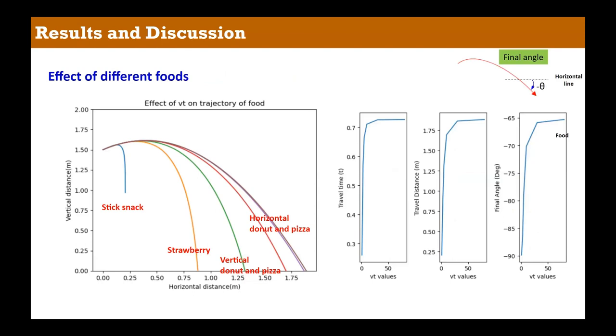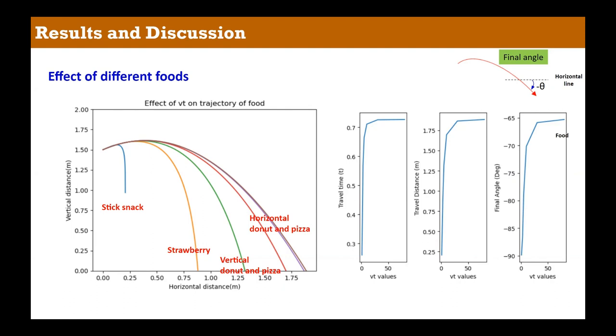Based on the data that we have just seen, the graph here shows the effect of the drag constant on the food in a certain orientation with respect to horizontal distance. All of the foods were thrown from the same vertical height of 1.5 meters. The x-axis is the horizontal distance in meters, and the vertical distance is represented by the y-axis.